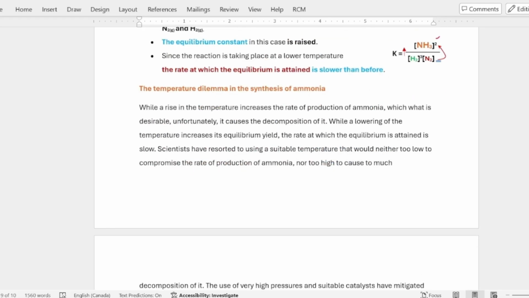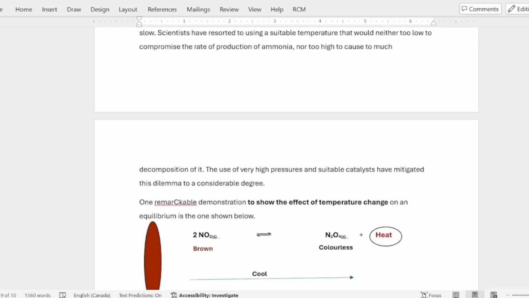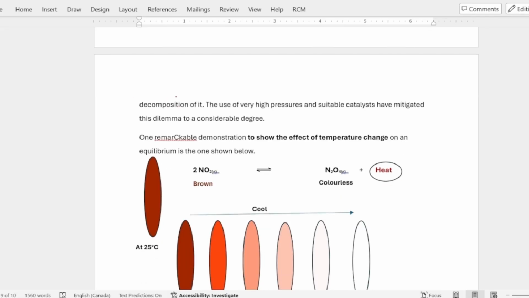So there's a temperature dilemma here. I'll read that for you. While a rise in temperature increases the rate of production of ammonia, which is what is desirable, it unfortunately causes a decomposition of it. While a lowering of the temperature increases its equilibrium yield, the rate at which equilibrium is attained is slow. Thus, scientists have resorted to using a suitable temperature that will neither be too low to compromise the rate of production of ammonia, nor too high to cause much of it to decompose. The use of very high pressure and suitable catalysts have mitigated this dilemma to a considerable degree.